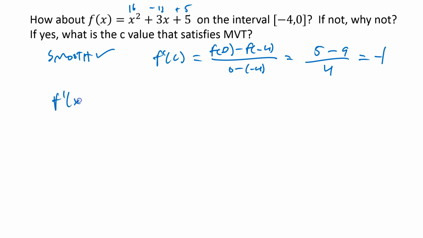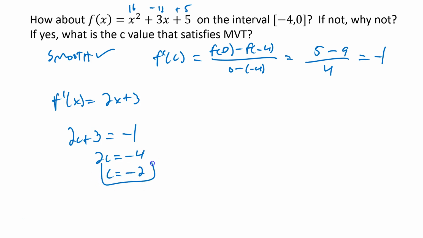So f prime of x is 2x plus 3. So now I'll use the c this time. So I want 2c plus 3, because that's f prime of c, to be equal to -1. Now we just solve. Subtract 3, 2c is -4, c is -2. We talked about this before, right? It's halfway in between because it's a parabola. You always want to go through the work, though. Don't ever use that shortcut, but it makes sense to me that it works out.